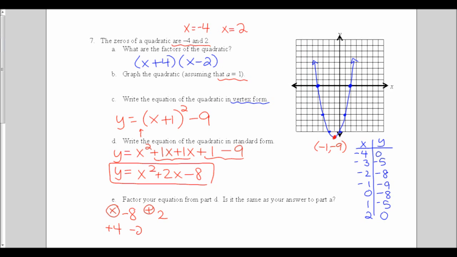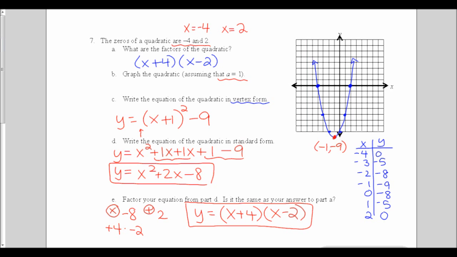How do I get to 8? Well, I could do 4 times 2, and +4 times -2 would also add to give me +2 in the middle. So my two factors, since there's no leading coefficient, I can just jump right in to x plus 4 and x minus 2. So there is the factored form of my equation.